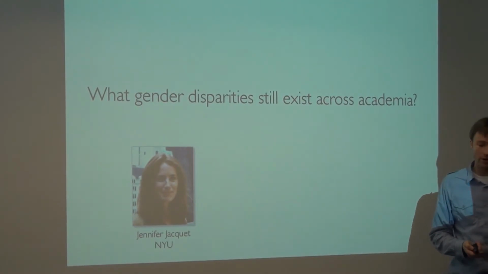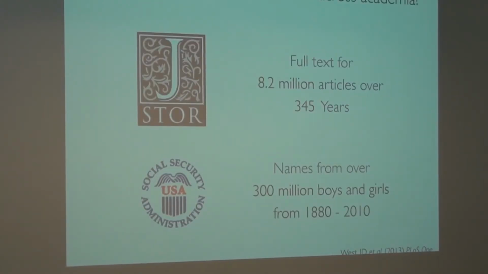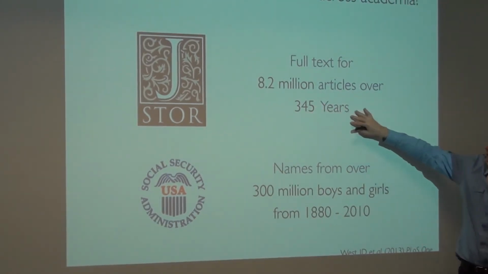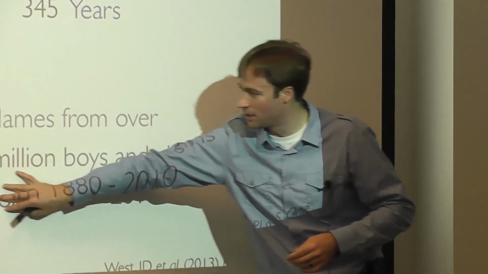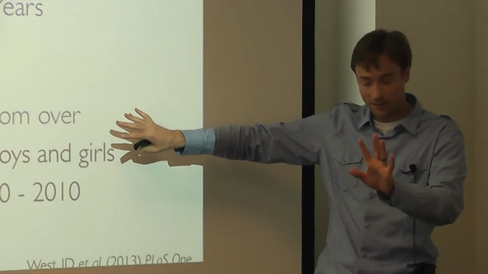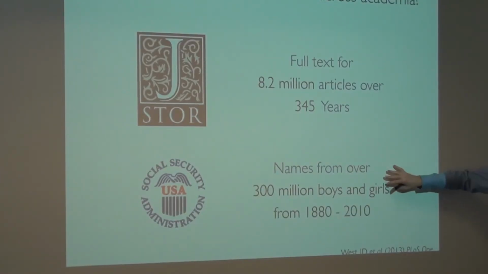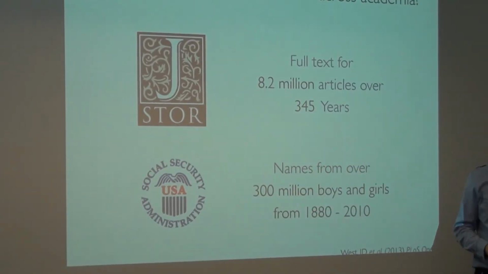This wasn't too long ago. And so I went and got another new data set from JSTOR, where I got the full text of 8.2 million articles over a very long period, which is what I wanted, a long period so we could look at these changes. And of course, I scraped a bunch of data from the Social Security, which was all legal, where we use this as a way of identifying gender.